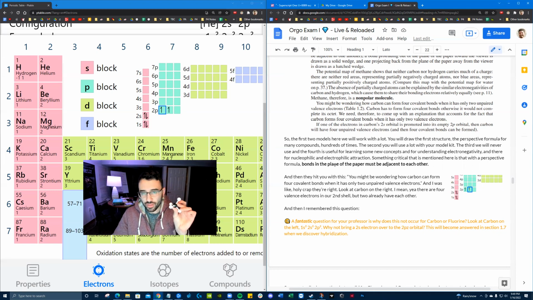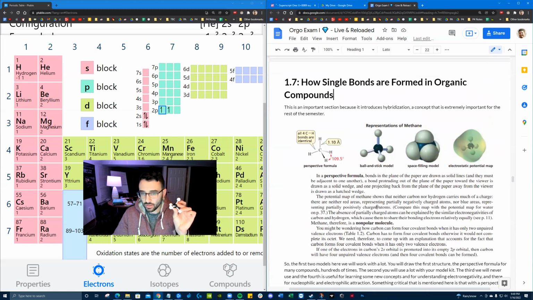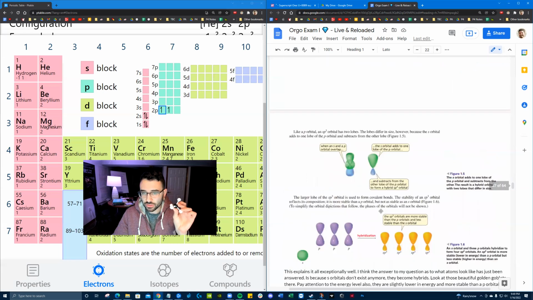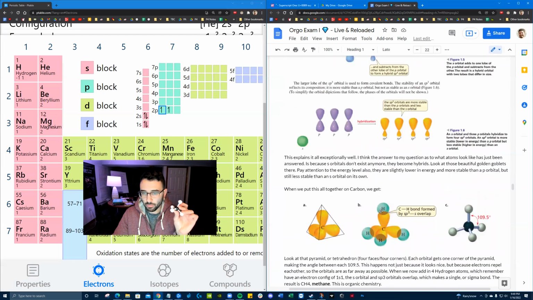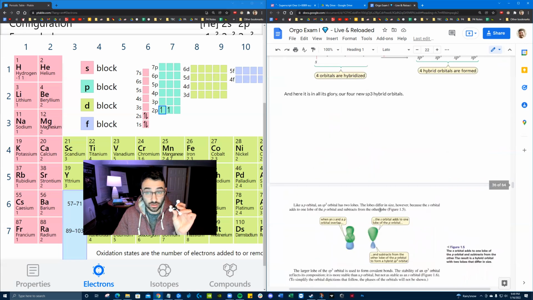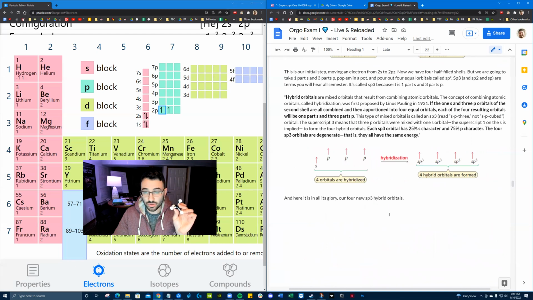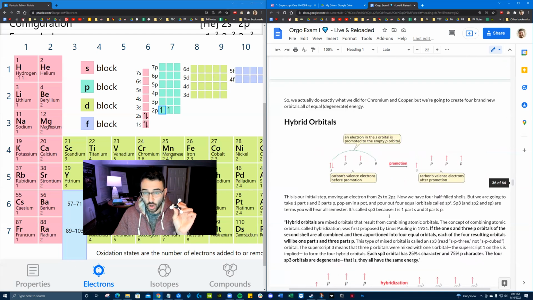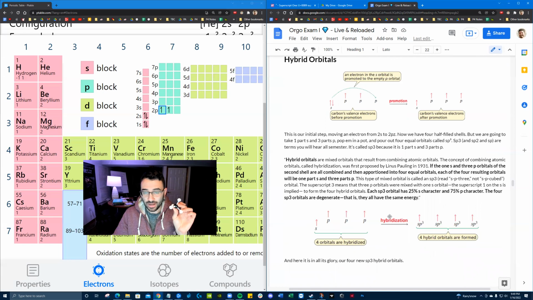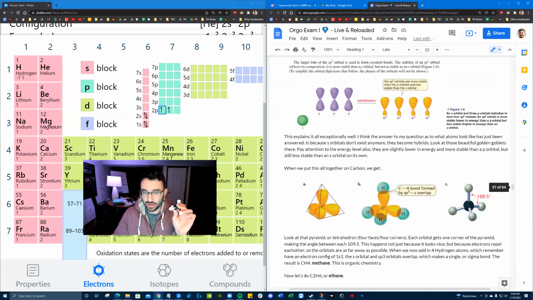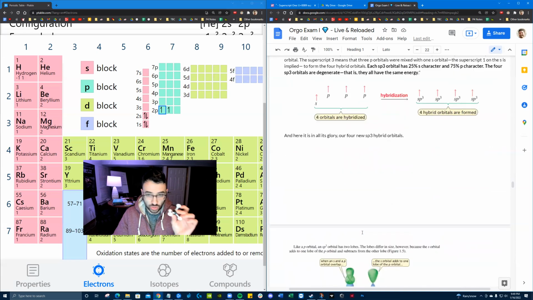I don't know if that's what happens when carbon bonds with hydrogen, but actually, you know what? That is exactly what happens when carbon bonds with hydrogen, because this is methane right here. So let's walk through that.